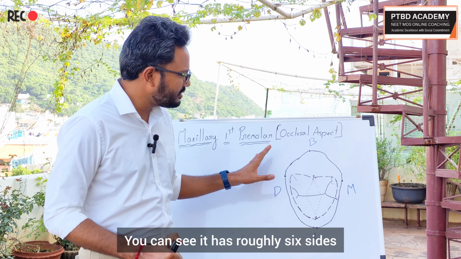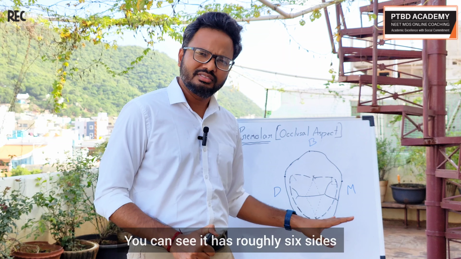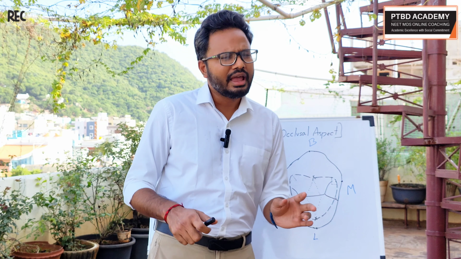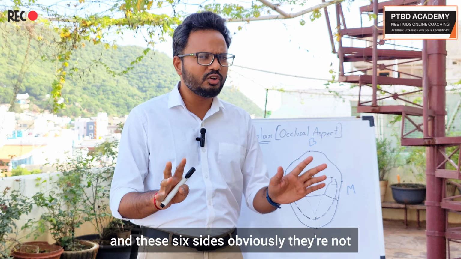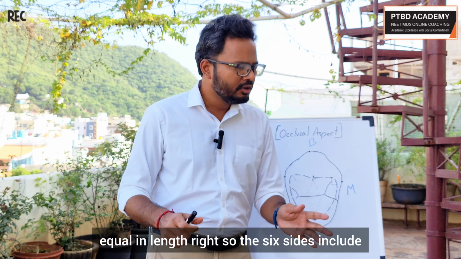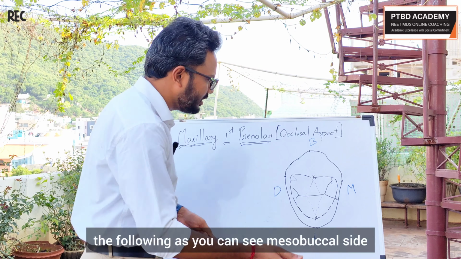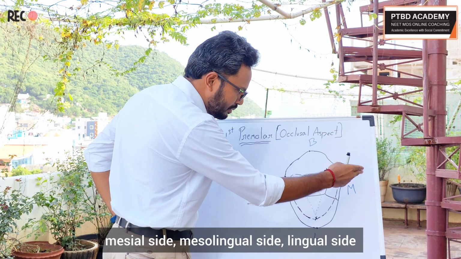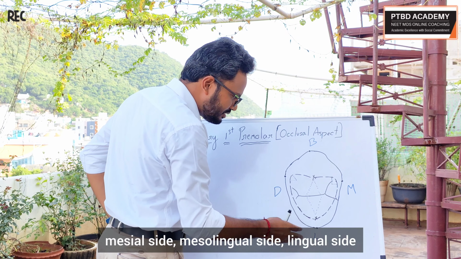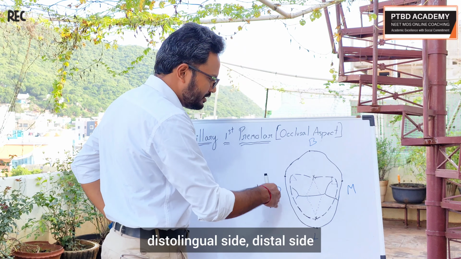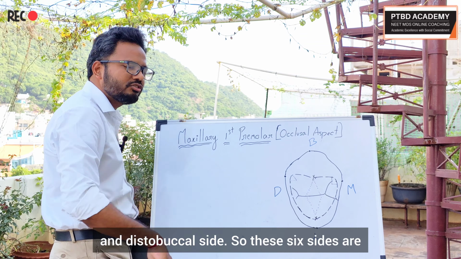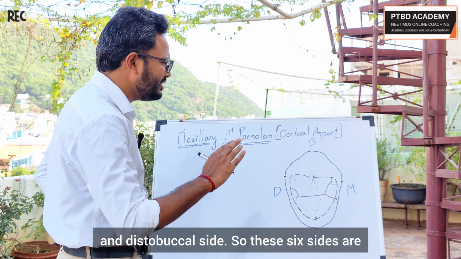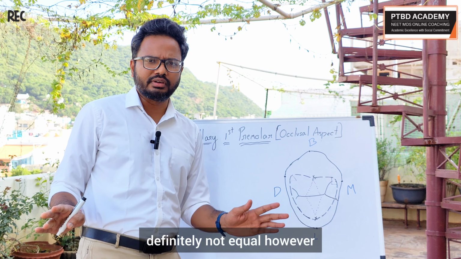You can see it has roughly 6 sides, or is hexagonal in shape, and these 6 sides, obviously, are not equal in length, right? So the 6 sides include the following, as you can see: mesiobuccal side, mesial side, mesiolingual side, lingual side, distolingual side, distal side, and distobuccal side. So these 6 sides are definitely not equal.